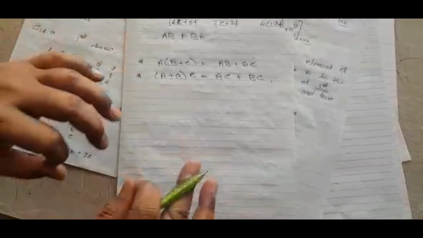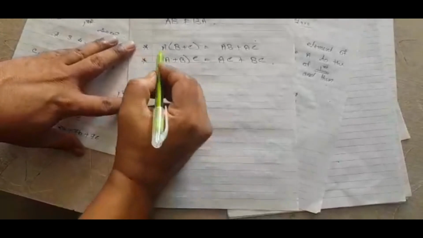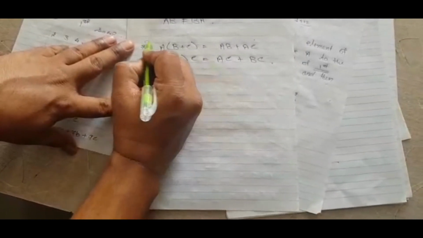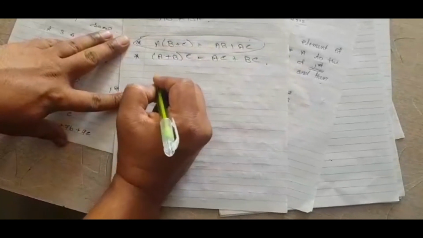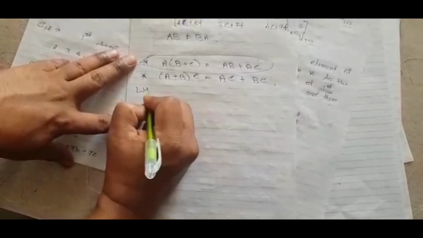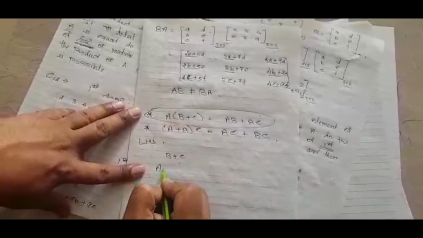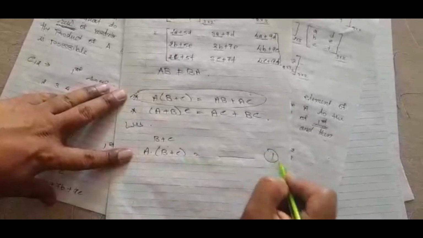Now 3.2 you have to solve. It's very simple. See, they have given like this: verify the distributive property. Suppose you have to verify this, then what will you do first? So you have to first of all find out B plus C for the left hand side. Then that B plus C you have to multiply with A. So A into (B plus C), whatever comes, that is your number 1.